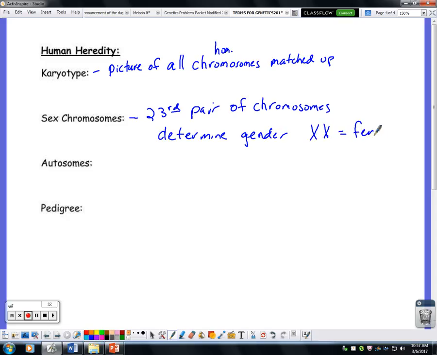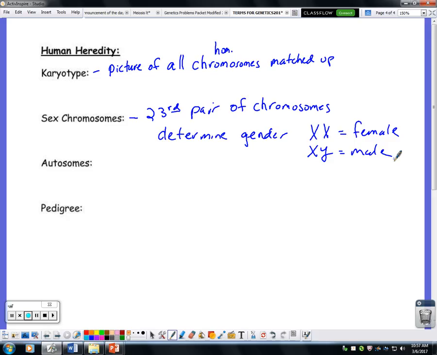XY is male, and like I said before, that is why Henry VIII should have beheaded himself, because it was his fault. Males determine the gender. So a female egg is only going to have an X in it, as far as the sex chromosomes are concerned. A male sperm, if it's an X sperm, it will make a female, it's X and X. If it's a Y sperm, it will make a boy, XY. So the male determines the gender.